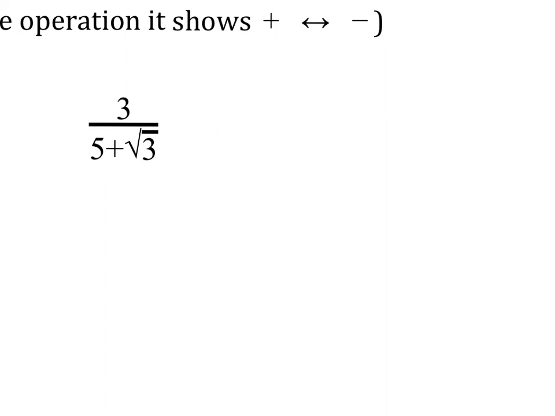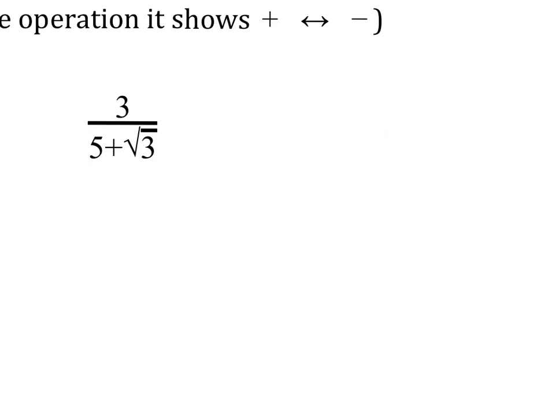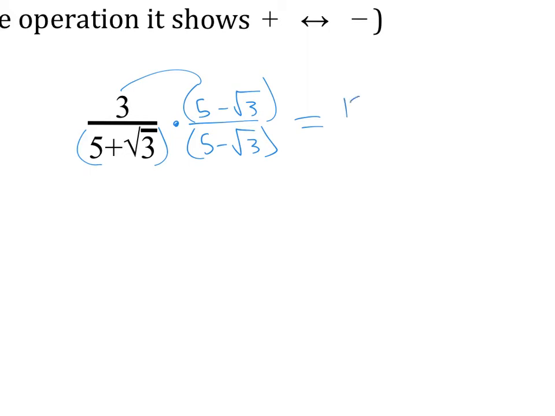So here we have 3 over 5 plus the square root of 3. So here we're going to multiply by the conjugate. So we're going to multiply by 5 minus the square root of 3 on the top and bottom. We're just going to take the same numbers and change the operation in between. So taking the top now and distributing this 3, 3 times 5 is 15. 3 times negative square root of 3 is going to be negative 3 square root of 3.